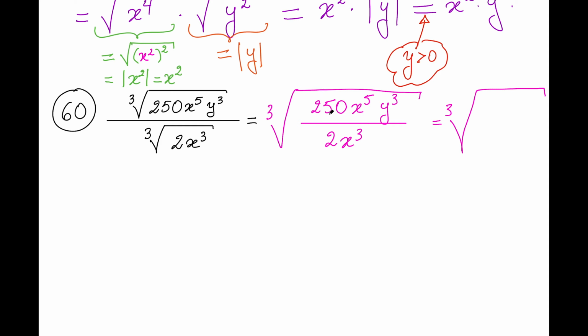250 divided by 2, I mean, this is the numerical part upstairs and this is the numerical part downstairs. 250 divided by 2 is 125, times x to the power 5 divided by x to the power 3, which is x to the power 5 minus 3, right? So you have 5 copies of x upstairs, 3 copies of x downstairs. You start simplifying, you're gonna be left with x squared upstairs, and then y cubed by itself. Okay.